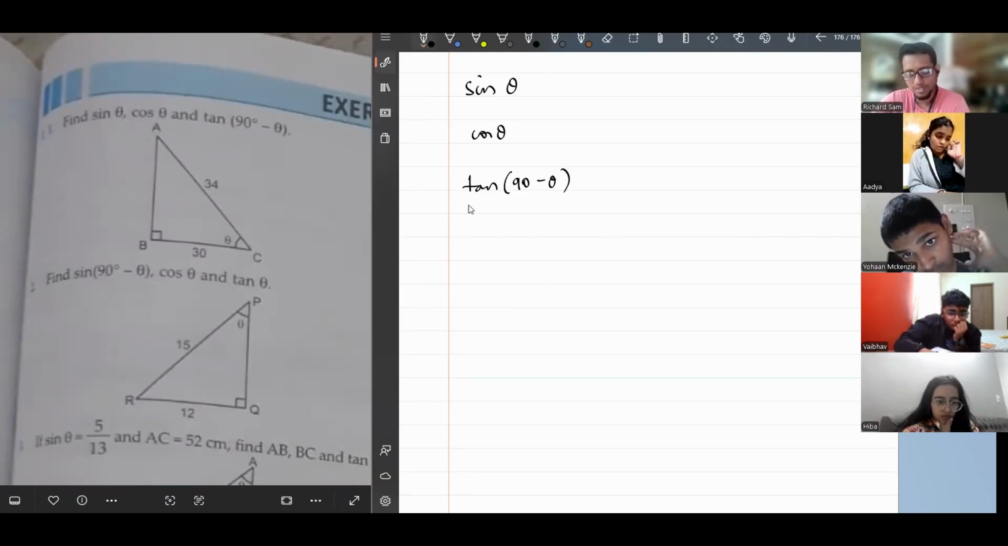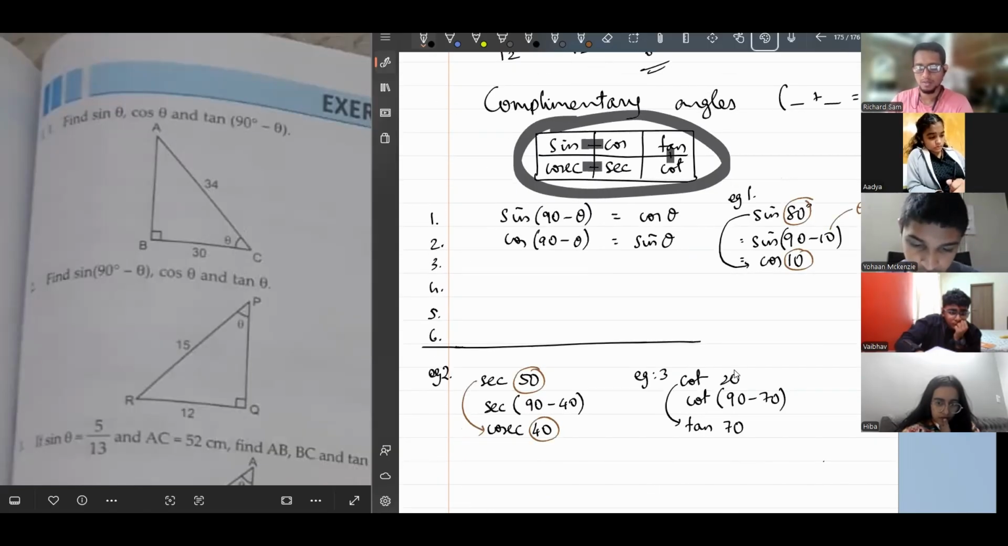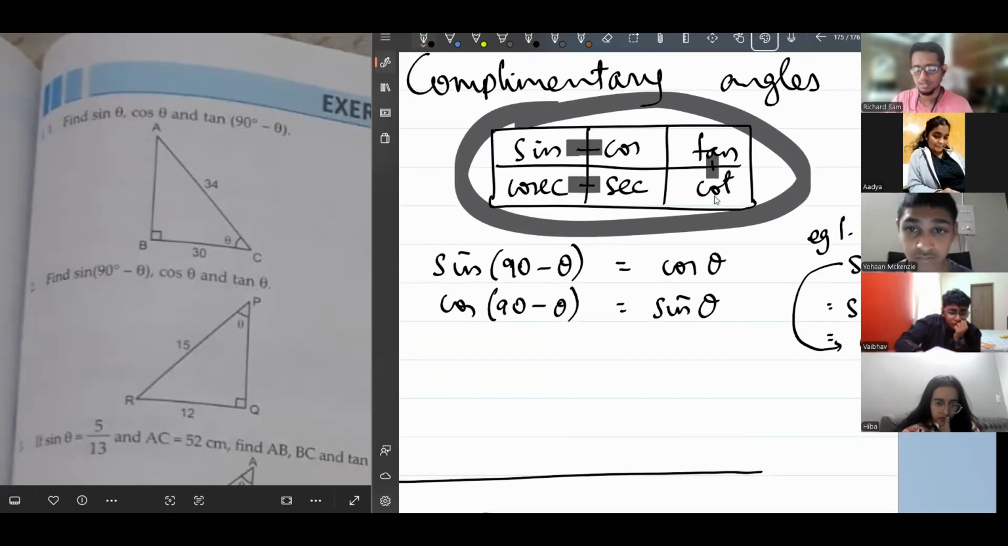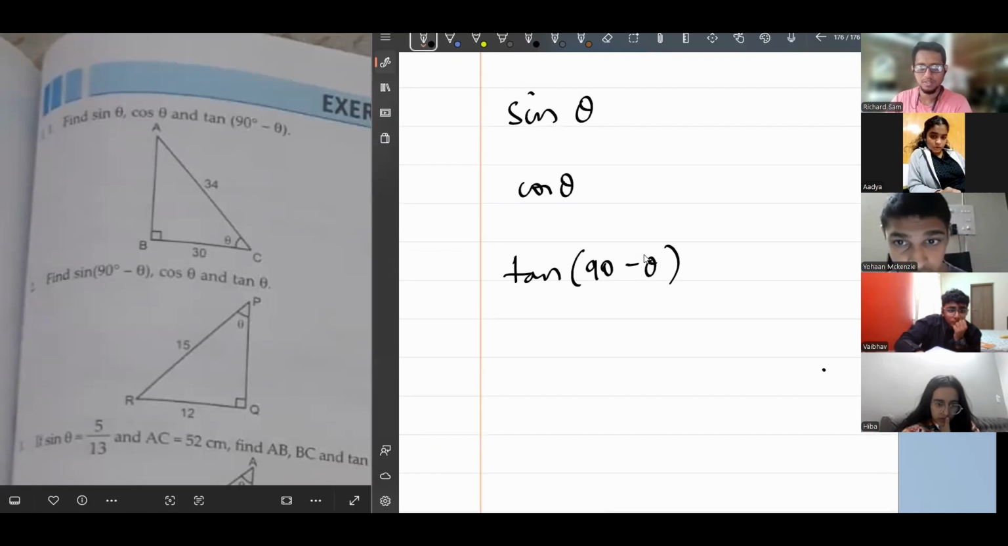So what is the complementary function to tan? Look at your table. Did you all draw this table? Here. What is complementary to tan is cot. Right. So you will write this as cot theta. It's the same. Right. Tan 90 minus theta is cot theta. Basically, you're just finding cot theta. Okay. All right. Now tell me the formulas.